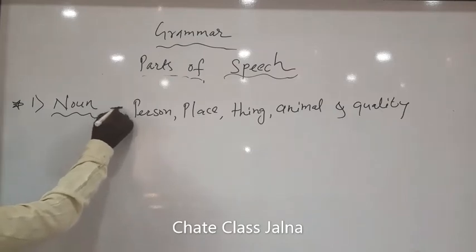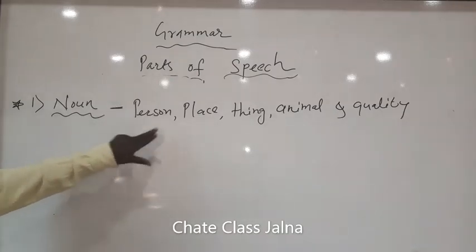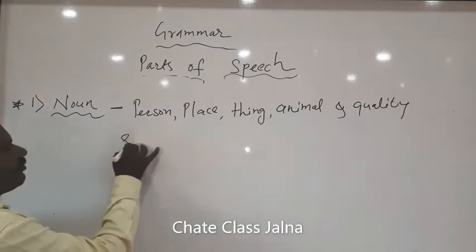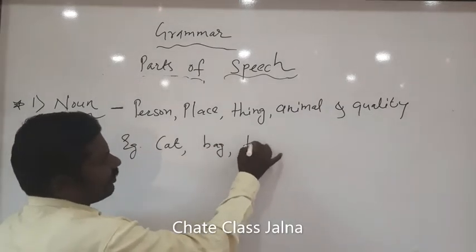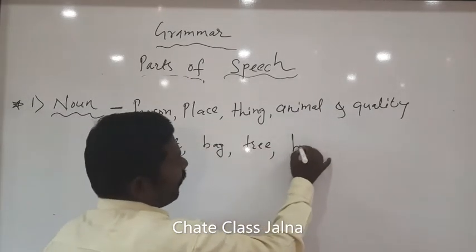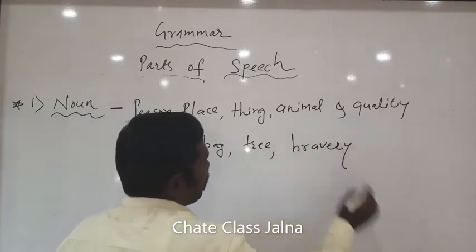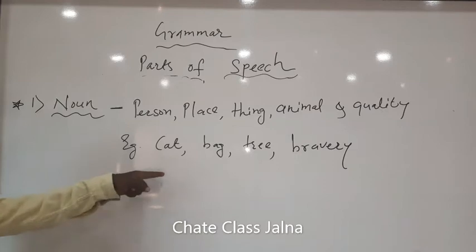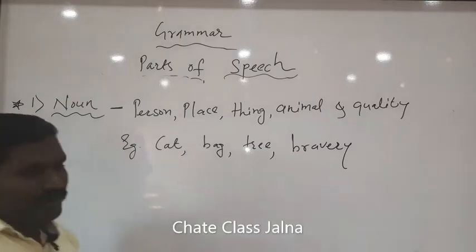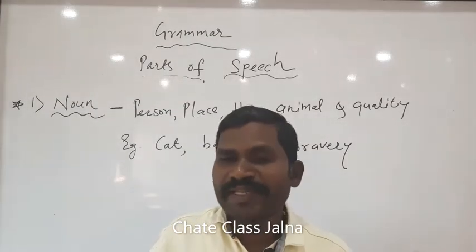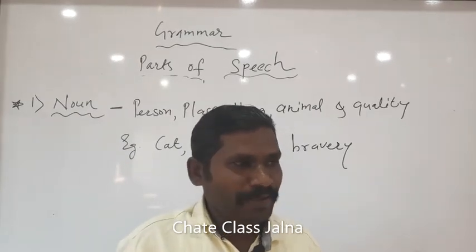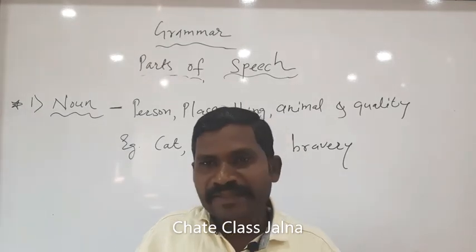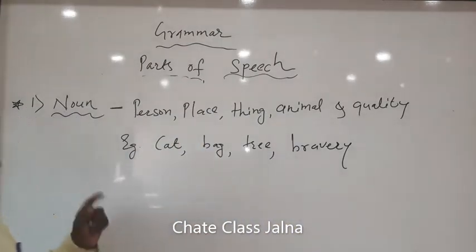So in the noun, I think it's clear. For example, if it is the name of person, place, thing, animal, and quality, I write here cat, bag, tree, bravery. So these are examples of the noun. Let me once again tell you what is the noun. Noun is a name of person, place, thing, animal, or quality.